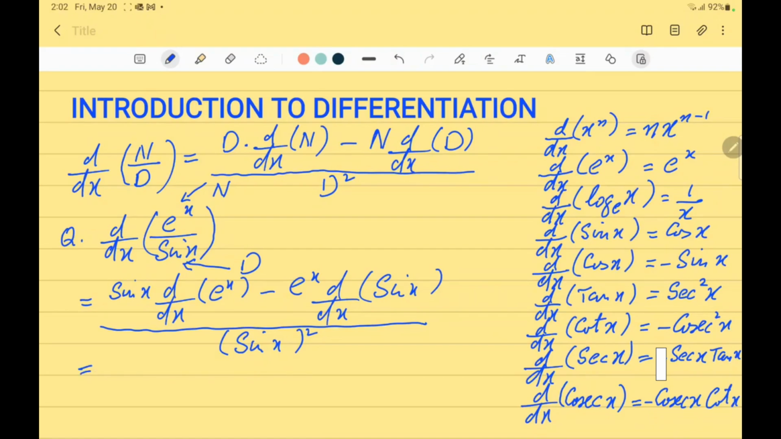Let us simplify. Sin x, differential of e^x is e^x, minus e^x, differential of sin x, which is cos x, over sin square x. This is our answer of this question. Let's have one more example in this case.